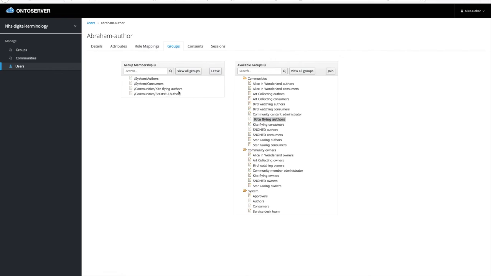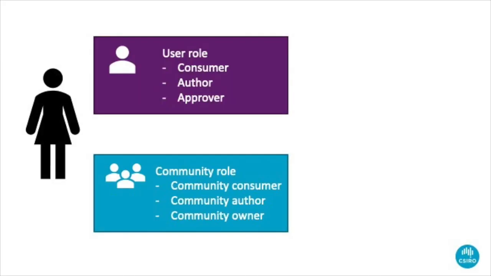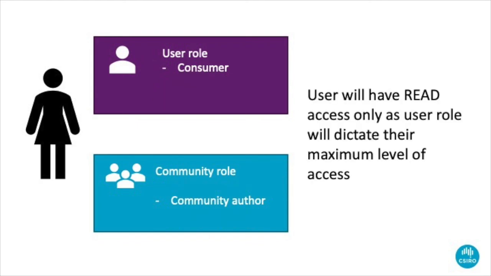If I want to remove this user from my community, I select the community name from the group membership list and click Leave. A user's permissions will be bound by their user role over their community role. This means that a user with a user role of consumer will only ever have read access, even if they are given a community author role. The community role will not override the level of access that is in their user permissions.